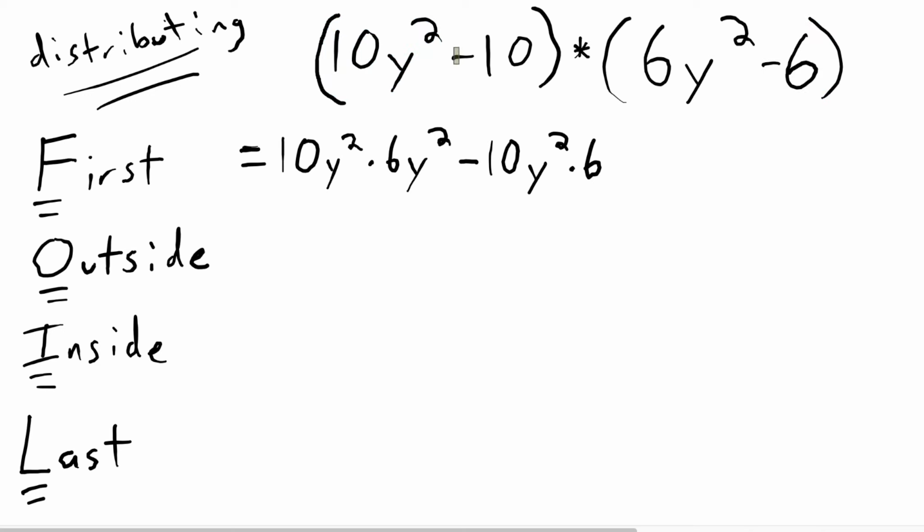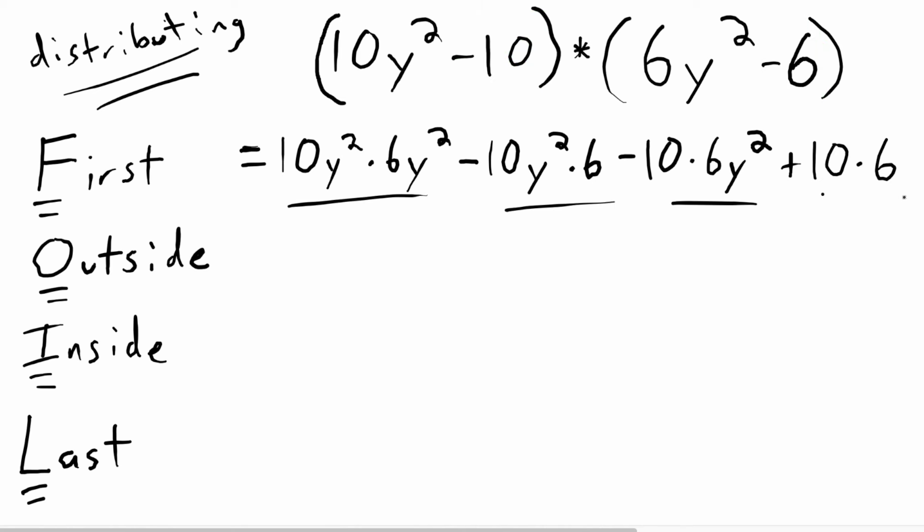For the inside, we're going to take the two terms that are closest to each other physically and multiply them. We have a negative times a positive, so this is going to be a negative. And now we're on to the last, which means we're going to take the final term in this piece and multiply it by the final term in this one, the last ones. And so we have a negative times a negative here, which means we are going to end up with a positive. And if you notice here, we have four pieces, one for each of the four multiplications we did.